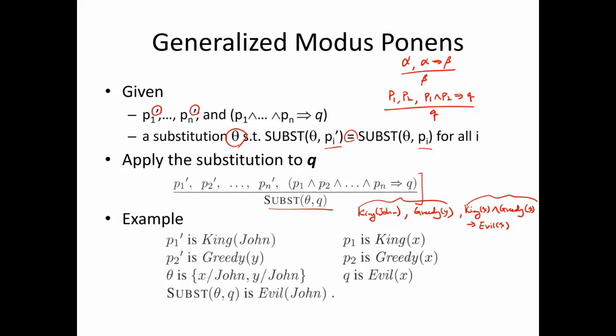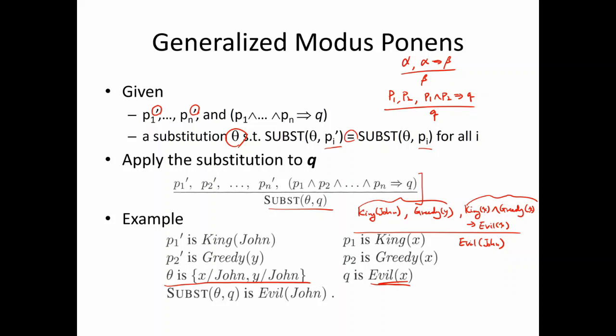And in this case, it's this substitution. So we're going to change every X to John and every Y to John. Then these two will match up. So once you do this modus ponens, then the result you get is take Q, but do the same substitution. So if you apply theta to evil X, then you replace X with John. So you end up with evil John. This is how you do modus ponens, and same principle applies to modus tollens and elimination.